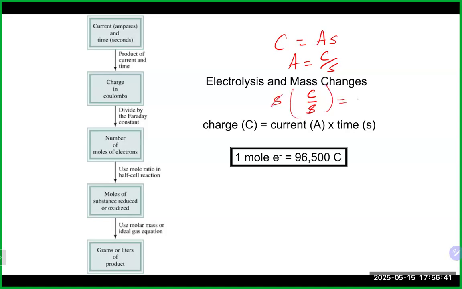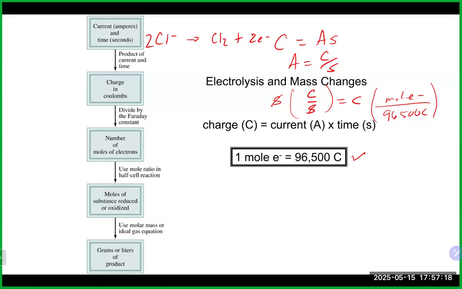The seconds would cancel, and that would give you your coulombs of charge. You would then use Faraday's constant to convert from coulombs of charge into moles of electrons. And it's at this point you will have two half reactions like we just saw, for example, for our sodium and our chloride. Again, our chloride going over to our chlorine.